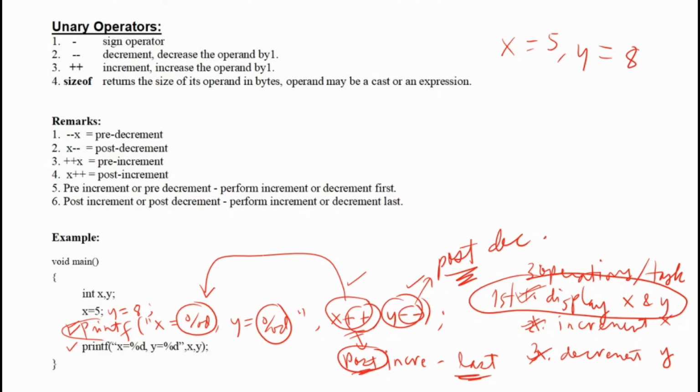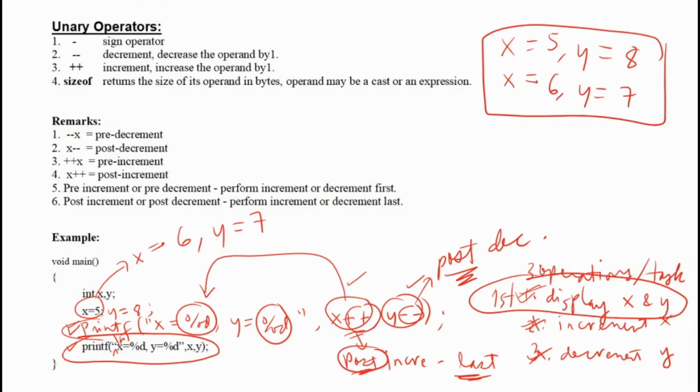This variable x now becomes 6, and y becomes, decrement it becomes 7. After that, we execute the last printf. Say for example, we have here a new line so that the next output will be on the next line. We would say in the output, x is equal to 6 and y is equal to 7. This is the output. This one for the first printf, and this line here for the second printf.